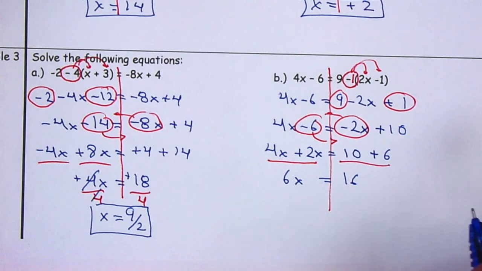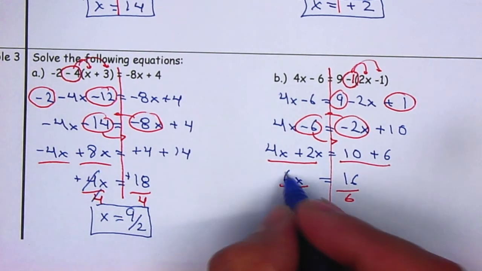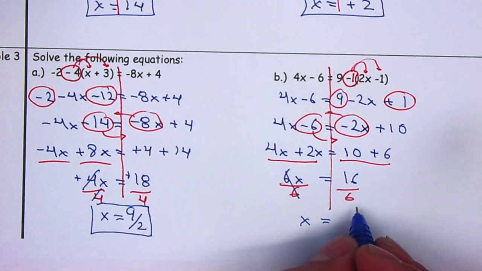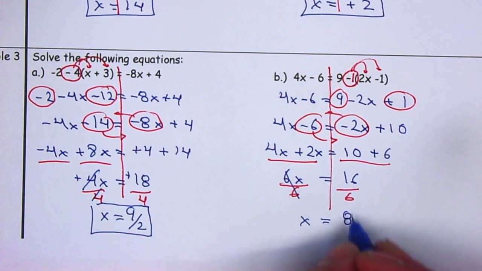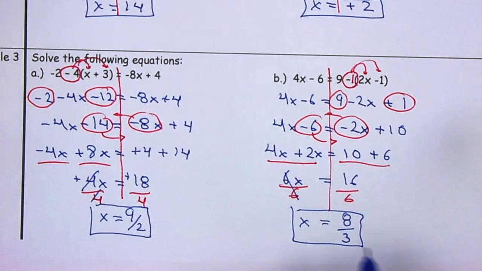And our last step is to divide by 6. I'm going to divide by 6, divide by 6. The 6's cancel. Now 16 divided by 6 doesn't go evenly, but I can reduce it by 2. So 16 divided by 2 will give us 8, 6 divided by 2 will give us 3. And we can just leave it as an improper fraction.